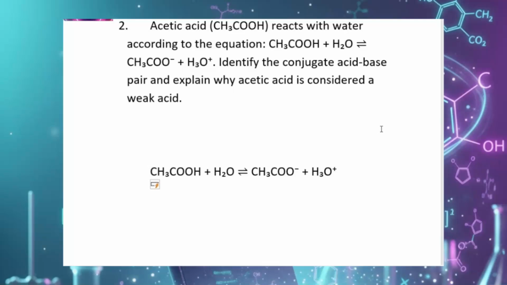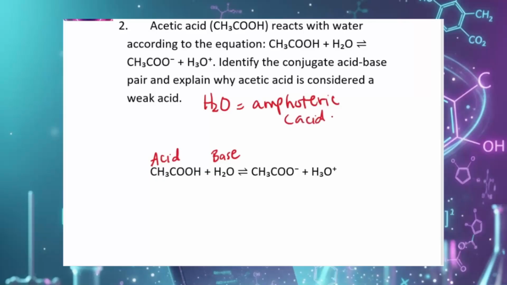It says acetic acid reacts with water according to the reaction. Identify the conjugate acid-base pair and explain why acetic acid is considered a weak acid. What we already know is that acetic acid is an acid, and water, in this case, is a base. Side note, water is what we call amphoteric. That means it can behave like an acid or a base, depending on the situation and the environment.